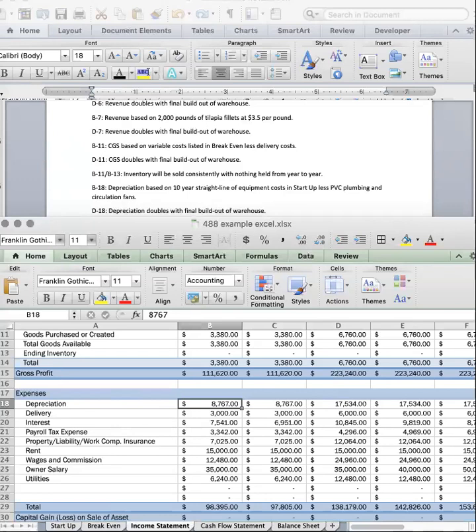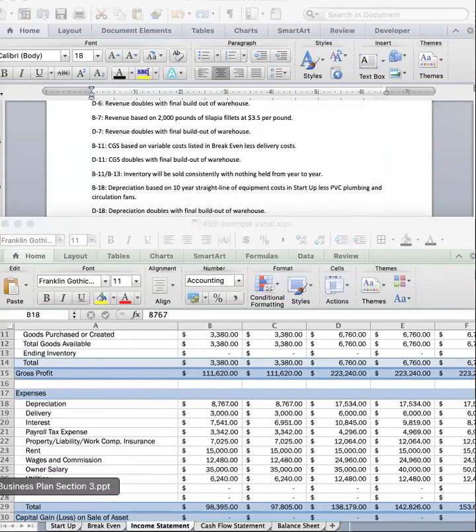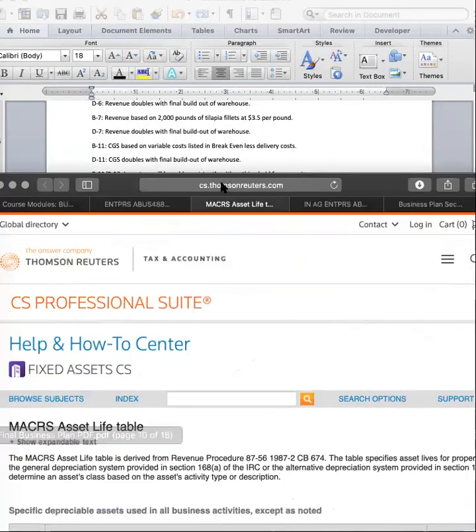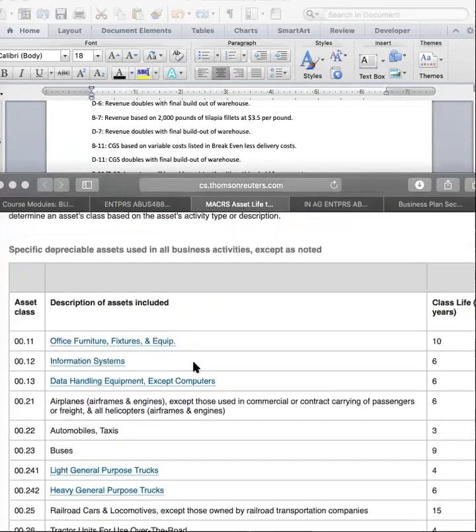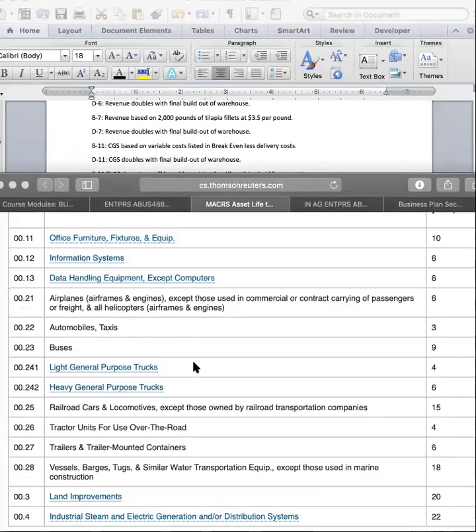If you own buildings, furniture, equipment, vehicles, livestock, etc., you'll have a depreciation expense on your income statement and a depreciation schedule in your business plan as well. Now, I'm going to ask you to check out the asset life table, linked in Canvas, for the specific life that you should expect and account for each asset.